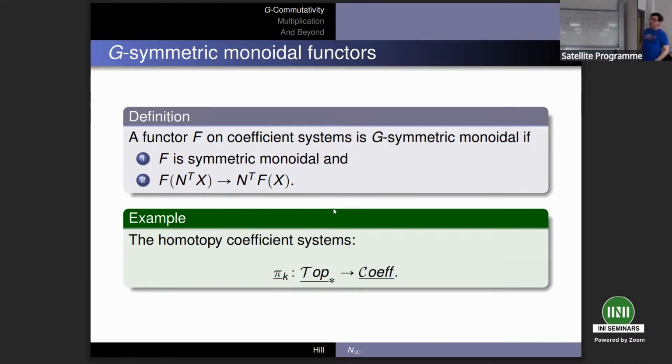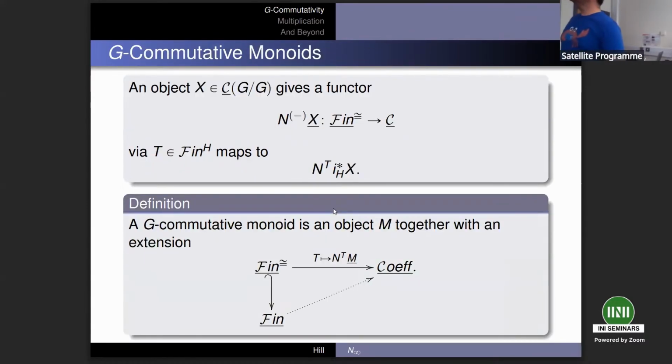The homotopy coefficient systems give me a nice example of this, where I'm actually using the Cartesian monoidal structure, because maps into a product is the product of the maps. This doesn't work if I'm using the G co-Cartesian one, because I have the disjoint union that doesn't play nicely with these.